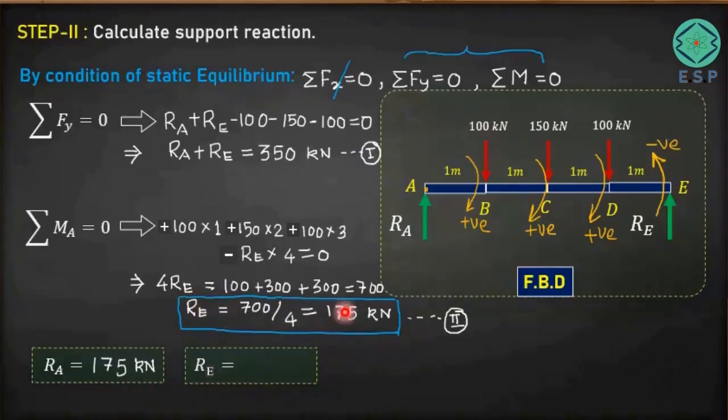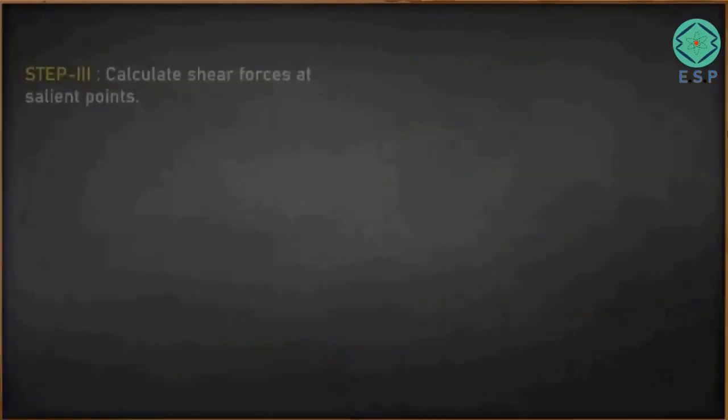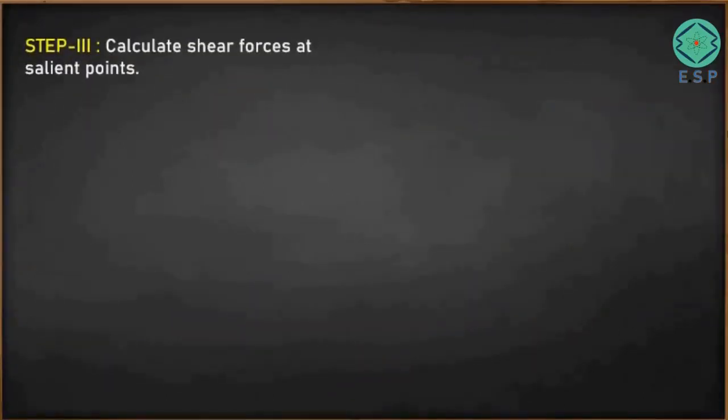And similarly, we have already got the value of RE. So the value of RE is 175. So you can see here in step 2, we have calculated the support reactions by using the condition of static equilibrium. So now let's go ahead and understand step 3 to find the shear force and bending moment diagram. So friends, now we have step 3 to calculate shear force at salient points.